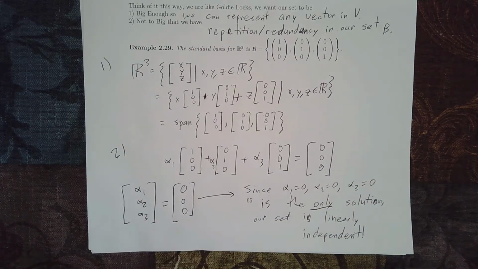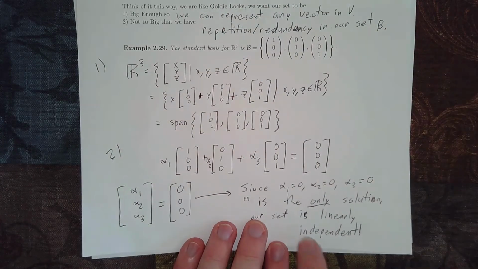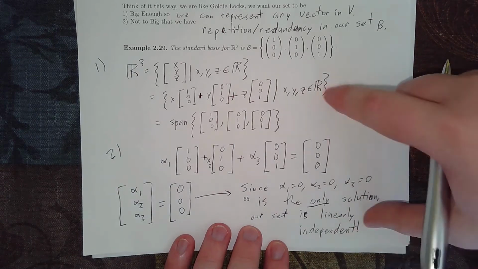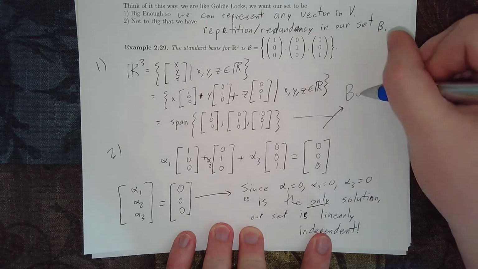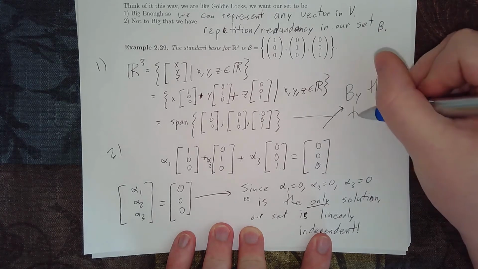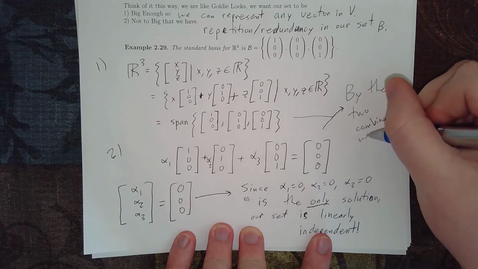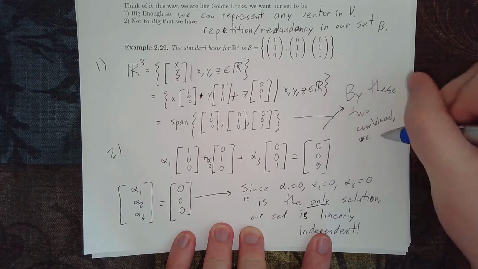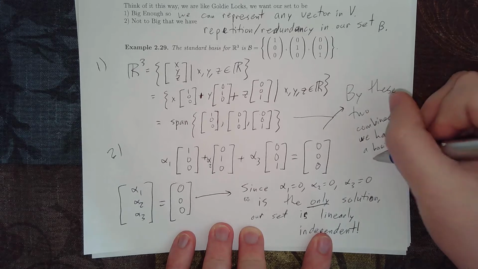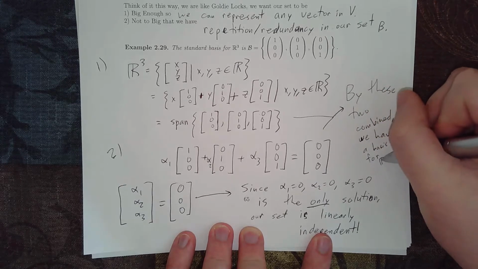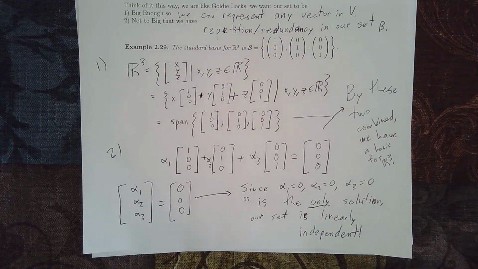Okay, so great. We've got a set that spans, the span of that set is R3, and it's linearly independent. And so by these two combined, we have a basis for R3. Okay, great. So we've got our basis.